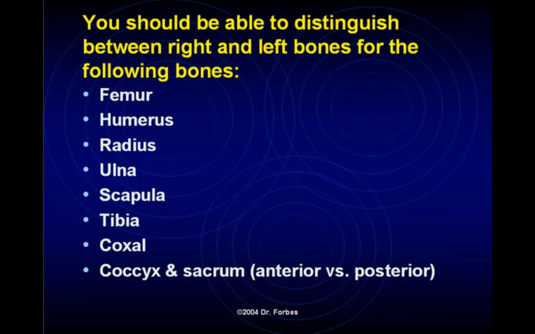You should be able to distinguish between right and left bones for the following bones: the femur, the humerus, the radius, the ulna, the scapula, the tibia, the coxal bones, and the coccyx and the sacrum. And you should know also anterior versus posterior for the coccyx and the sacrum. The reason for doing this is that it forces you to learn certain features of the bones as well as understand how it fits into the joint. So by having you understand is it right or is it left, you'll understand how it articulates into the joint, and you'll learn the bone a heck of a lot better that way.